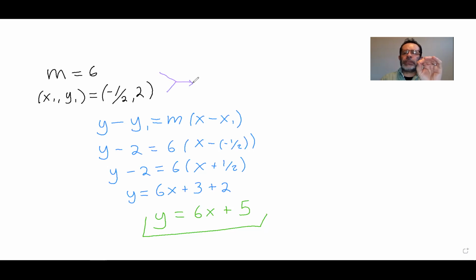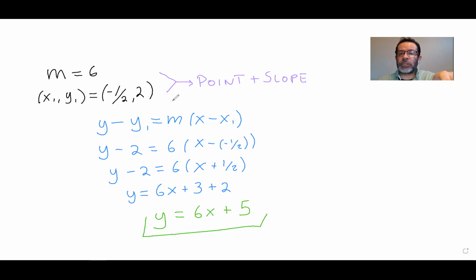Whenever we want to find the mathematical representation, the equation or mathematical model for a line, we're always going to need 2 things. In this case, what are the 2 things that they're giving us? They're giving us a point and the slope. Those are the 2 things that they're giving us. The point and the slope.